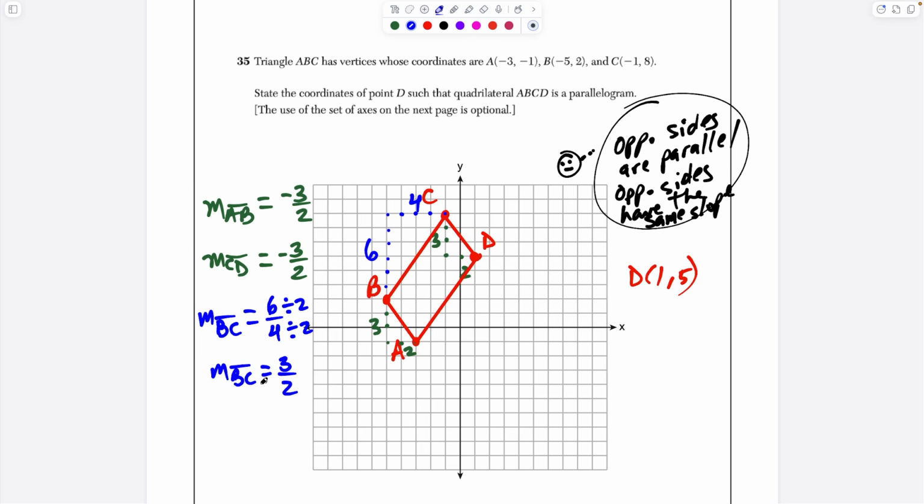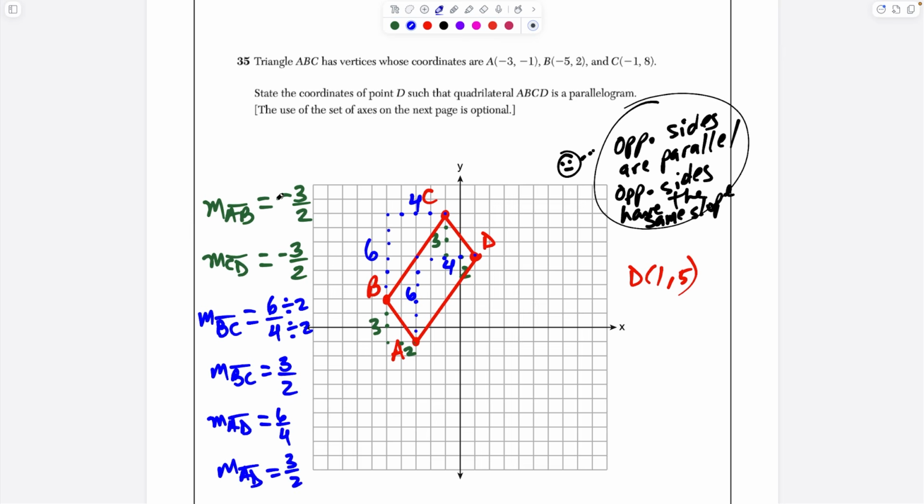And now finally, I'll find the slope of the last side, AD. The slope of this side, I go up 1, 2, 3, 4, 5, 6, and over 1, 2, 3, 4. So this slope is also 6 over 4, which reduces to 3/2 again. So here I have the slope of all four sides now.